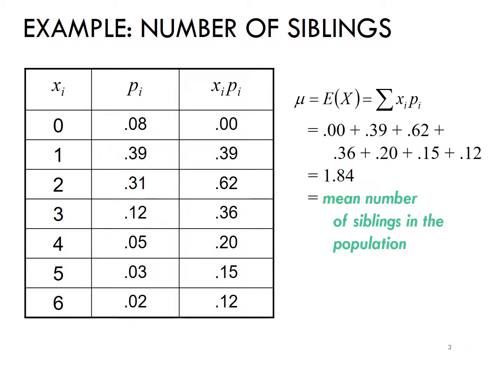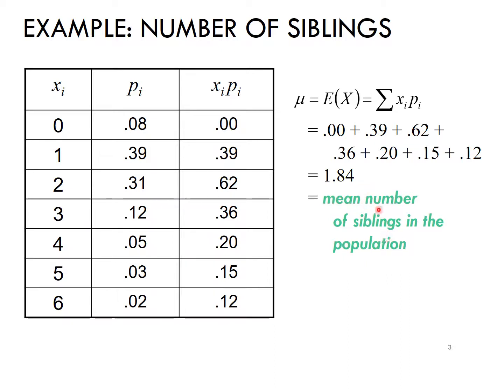In the third column, we're going to write the product of these first two values. 0 times 0.08 gives us 0.00. 1 times 0.39 gives us 0.39. 2 times 0.31 gives us 0.62, etc. Finally, to find expected value, we will sum these numbers in the third column. 0.00 plus 0.39 plus 0.62, all the way down to our final value, 0.12. That gives us a mean number of siblings in the population of 1.84.